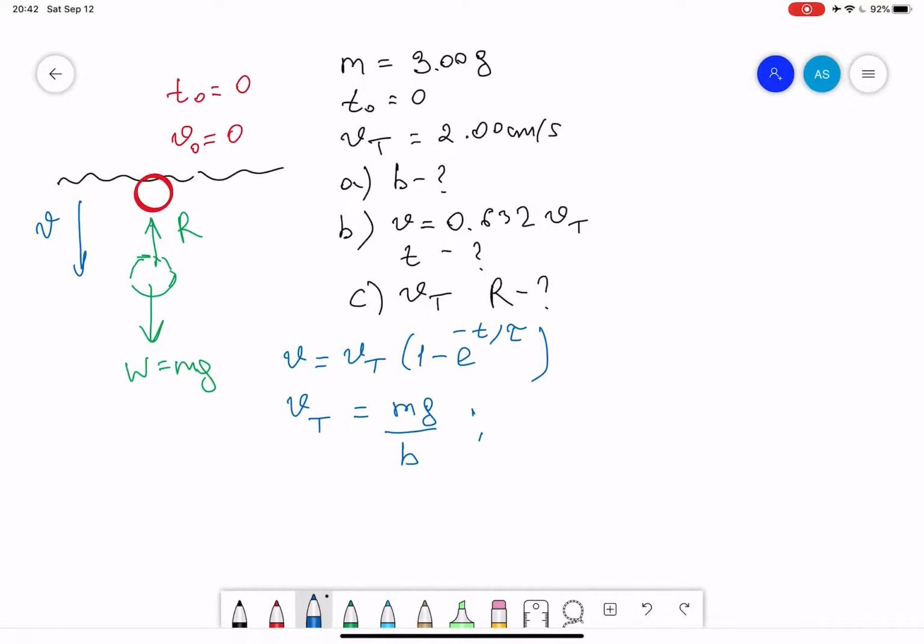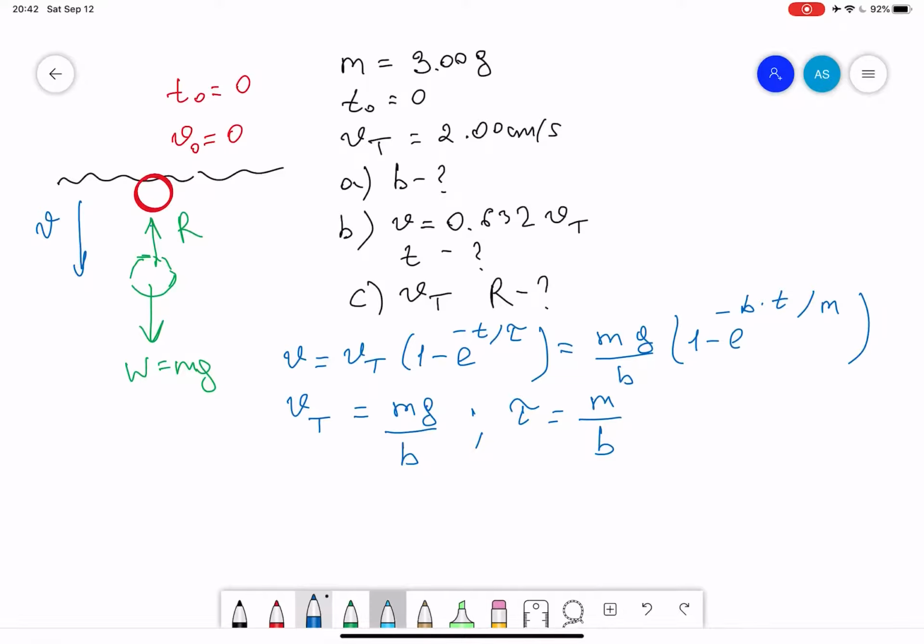What does tau mean? Tau is a time constant, equal to the mass divided by b. That means we can rearrange this equation: the velocity is equal to mg over b times 1 minus e to the minus, and substituting m over b for tau, we get b times t divided by m. Here we have all the formulas. Now let's start solving, beginning with part A.